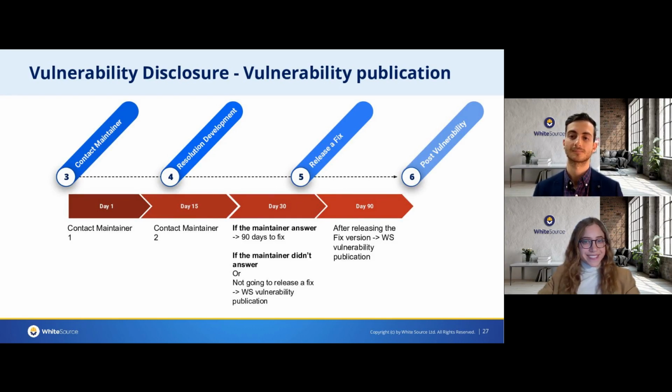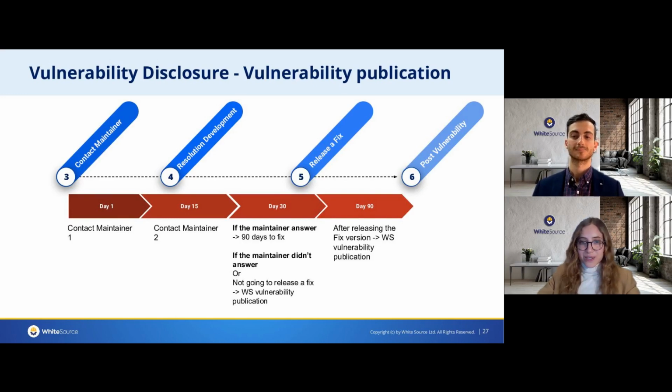Why do we do it? We have the basic responsibility for our security findings, and we understand that if we don't publish it, then it is a matter of time until an attacker will find it and exploit it. Again, we have no intention to harm the reputation of any maintainer. We have only the intention of consuming open source in a secure manner, and therefore, we share the finding anyway.